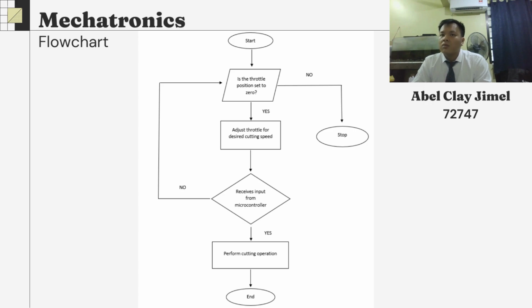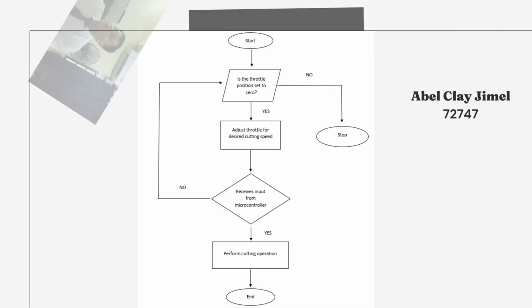After adjusting the throttle to a suitable speed, a signal is sent to the electronic speed controller, which regulates the amount of power supplied to the motor. This allows the user to perform the cutting operation. And lastly, the system includes an overheat protection feature. When the motor is running above 90 degrees Celsius, the system will turn off for safety reasons.